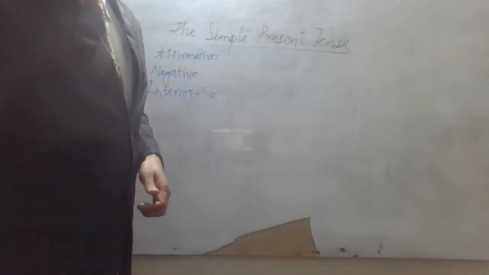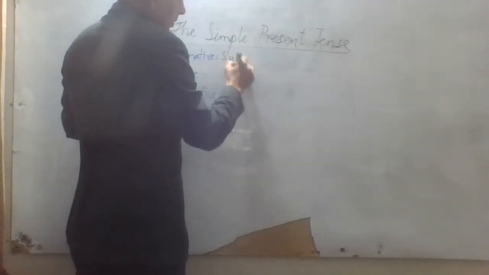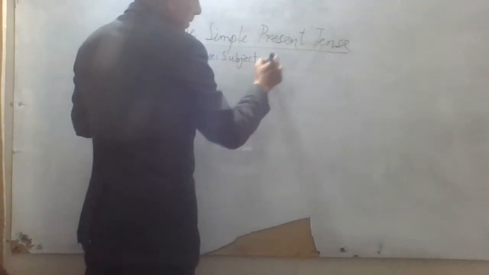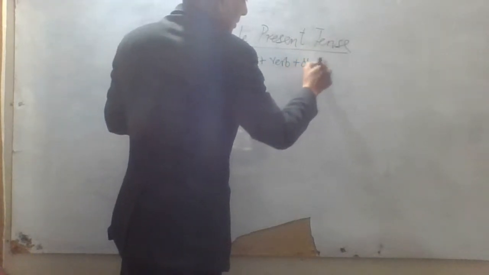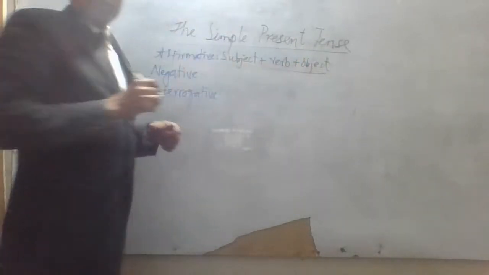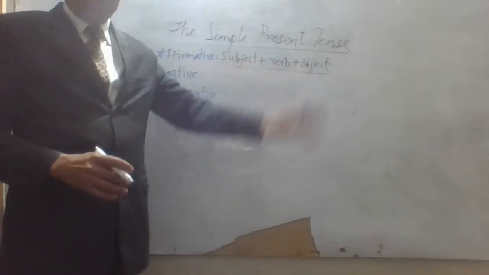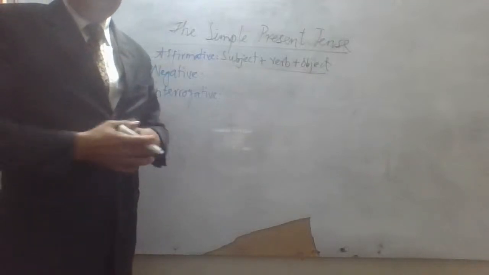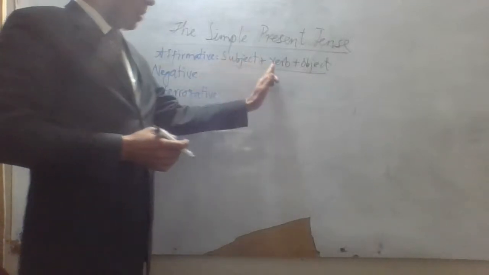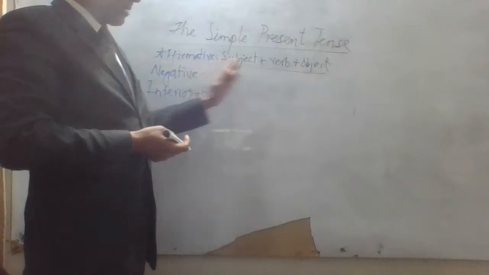In an affirmative sentence, we use the subject, then verb, and then objects. Most of the languages in the world follow the subject, verb, and object structure. But some languages don't, such as Urdu and Saraiki. They follow subject, object, and verb structure. But word order here is subject, verb, and object.